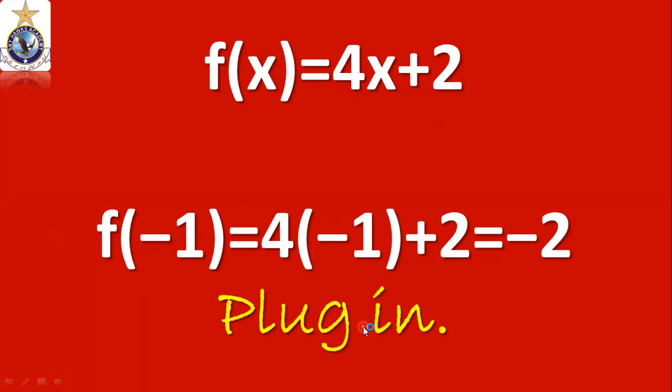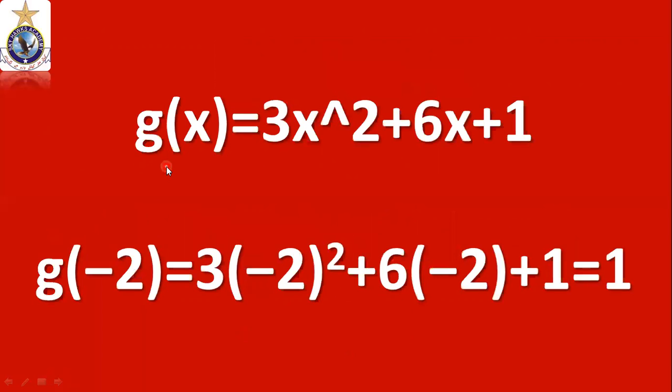So plugging in, what we are doing is just putting the values in the given function. That was the given function, and we have -2 as the answer of this. So let's see the next one. One more function is also given, that was g of x, that is 3x square plus 6x plus 1.